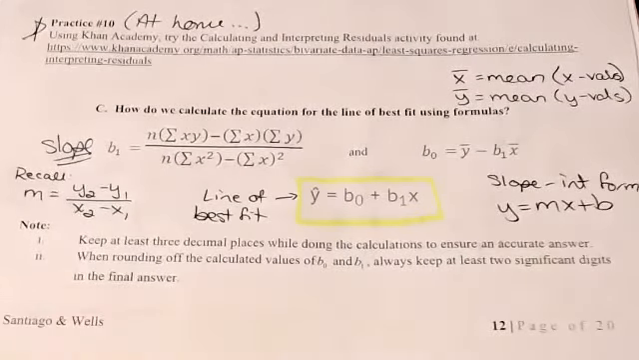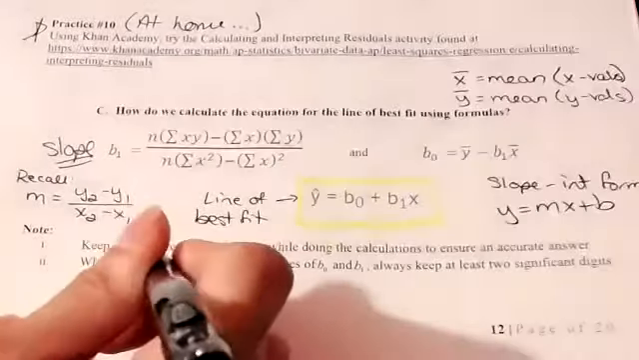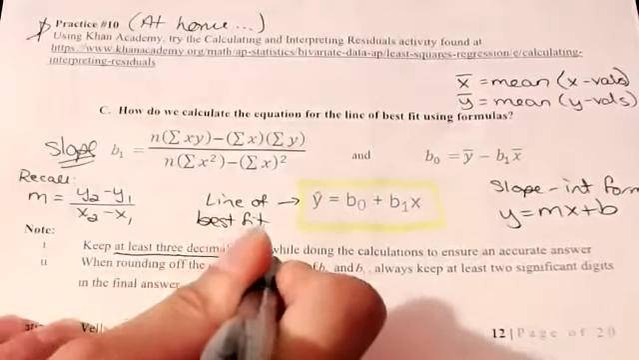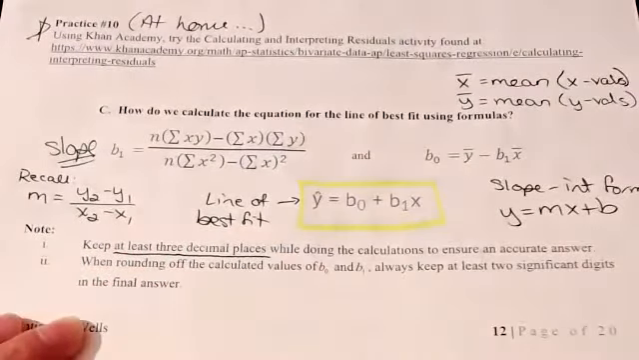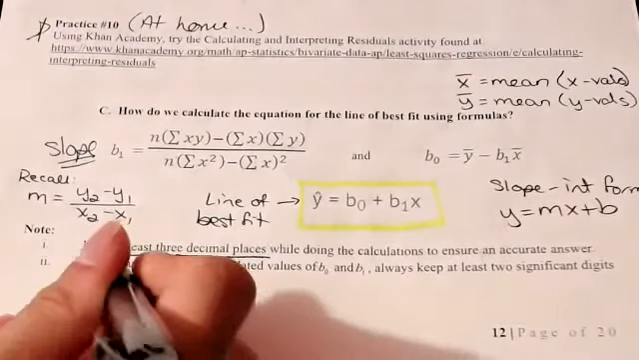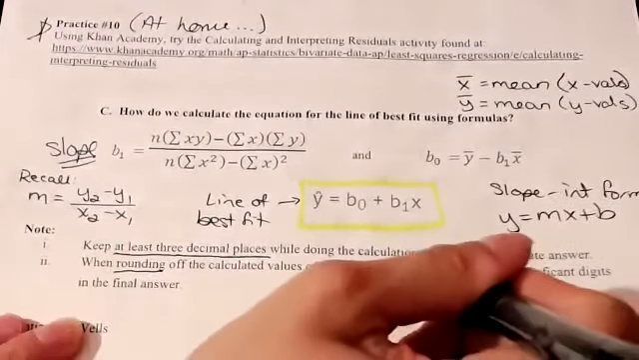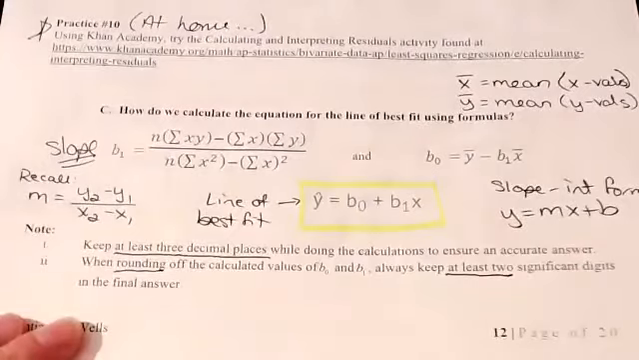Sam, would you read the notes below 1 and 2? 1. Keep at least 3 decimal places while doing the calculations to ensure an accurate answer. And 2. When rounding off the calculated values of b sub 0 and b sub 1, always keep at least 2 significant digits in the final answer.